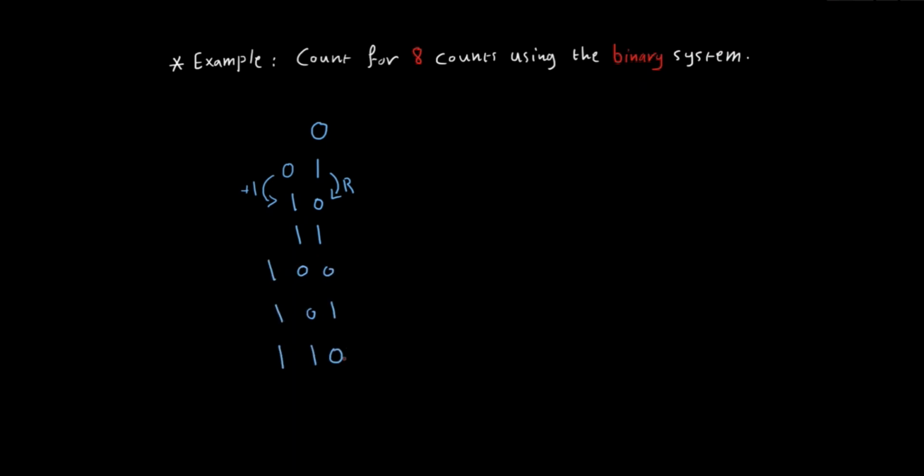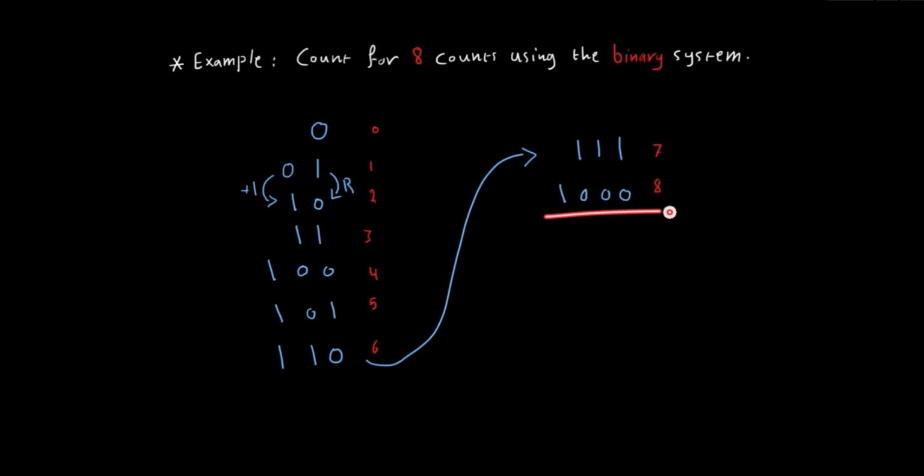Now let's check if we have reached 8 counts yet. Here, 0, 1, 2, 3, 4, 5, 6. Oh, not yet. We need 2 more counts. I also ran out of space here, so let's continue up here. 1, 1, 1, and 1, 0, 0, 0. Now we have 7 and 8.